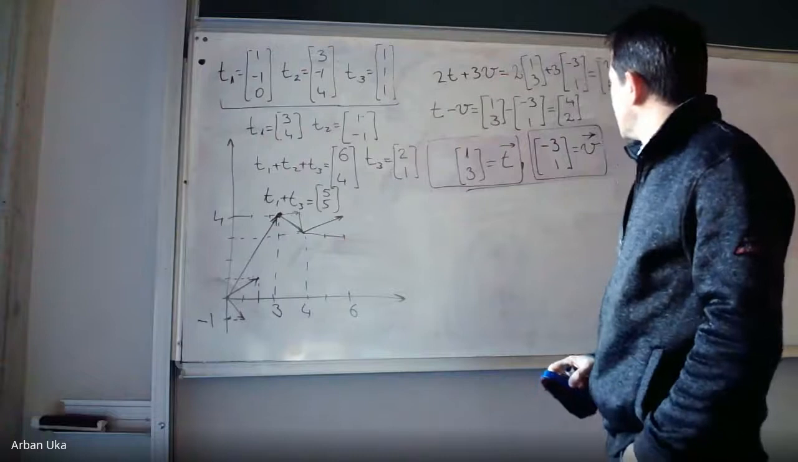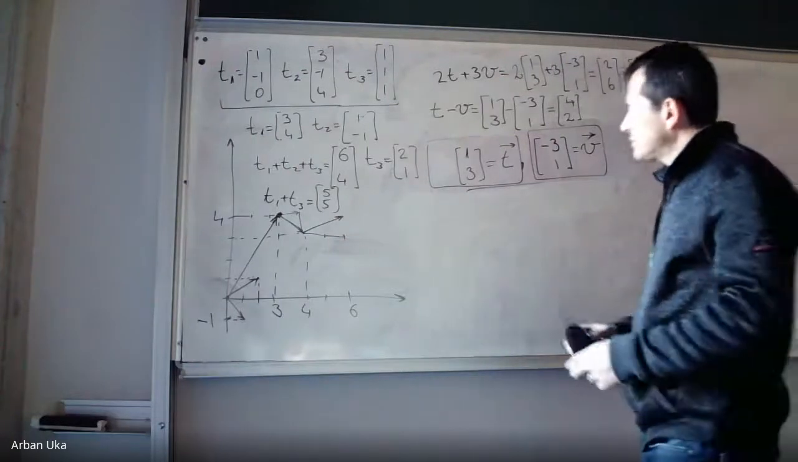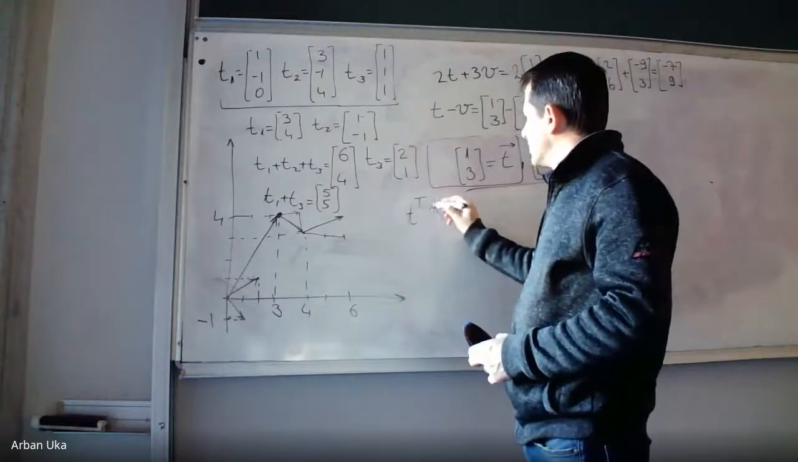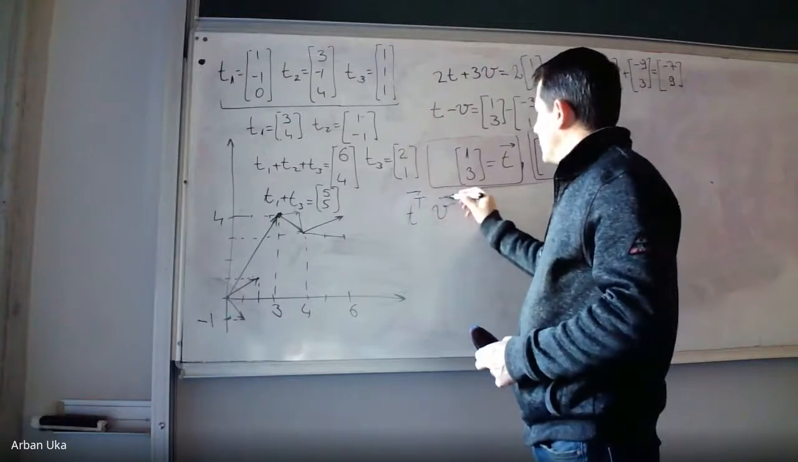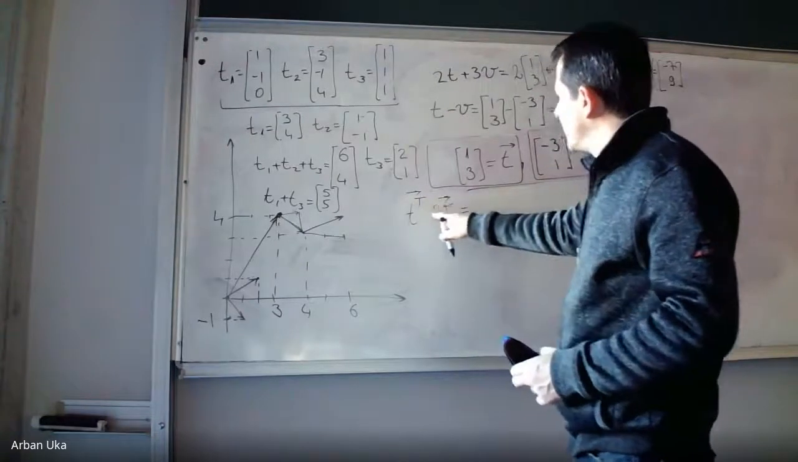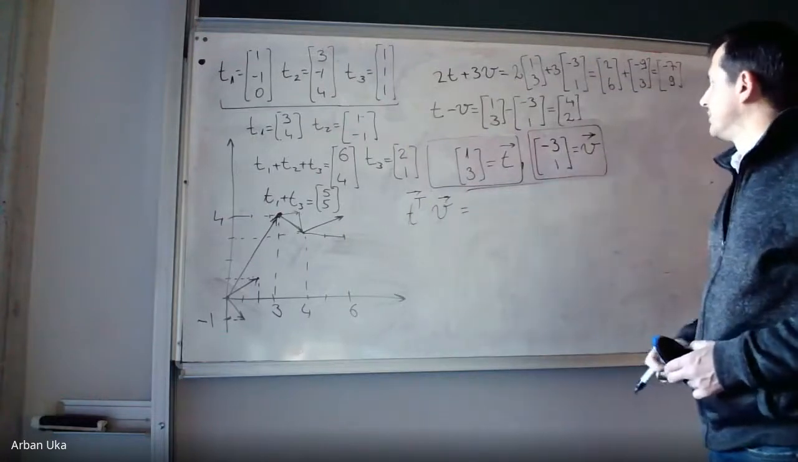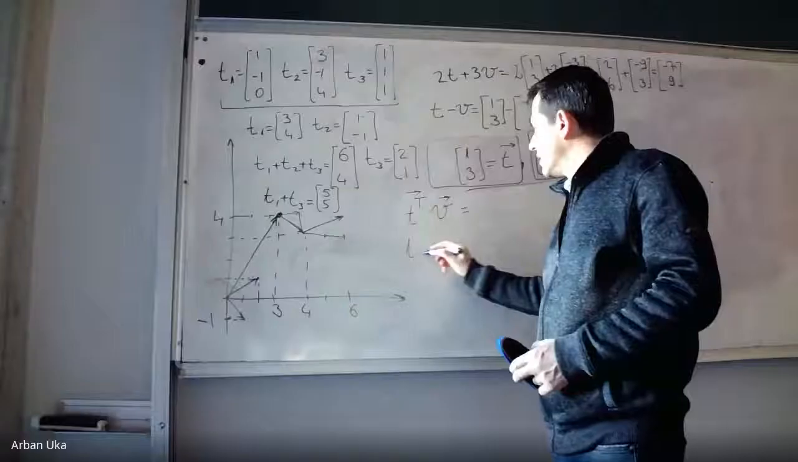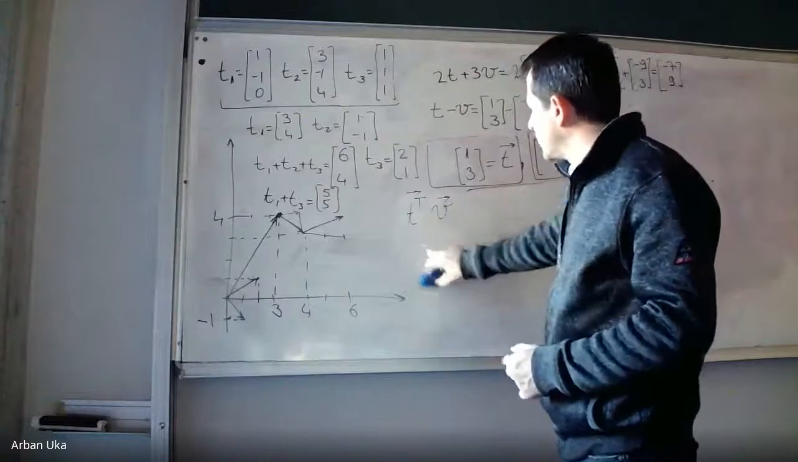Let's see, for example, what is t transpose times v? What is the dimension if we multiply t transpose times v here? It will be a 1 by 1 matrix. That's correct, it's 1 by 1. Why is it 1 by 1?